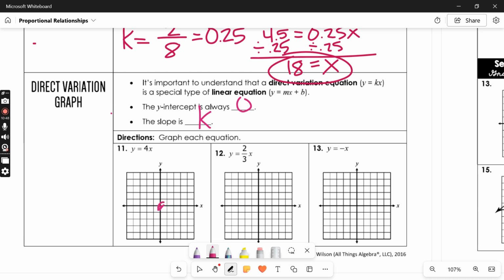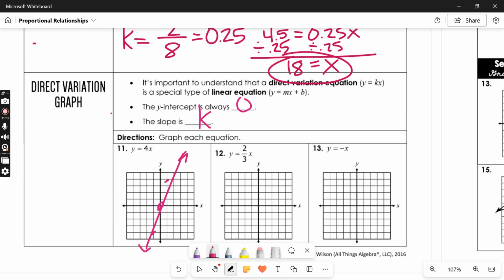It's a little harder to graph on here. From this point, I'm going to go up 4, 1, 2, 3, 4, over 1 right here. And then I'm going to go down 4, 1, 2, 3, 4, left 1 right there. And then I'm going to draw my line. Hopefully yours is better because mine's a little rough.